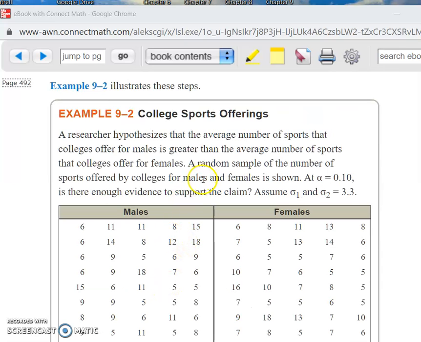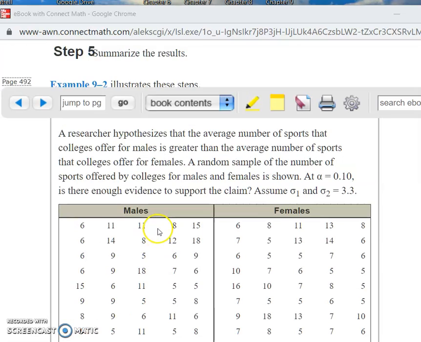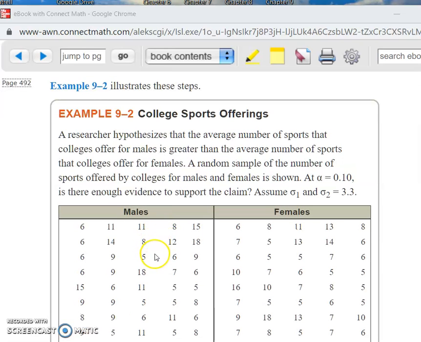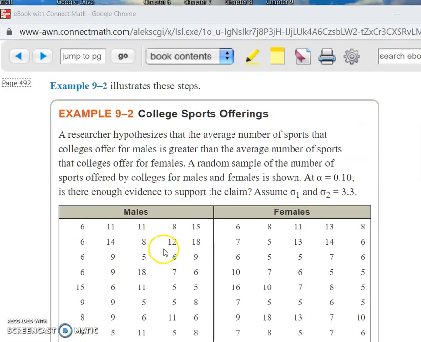Okay, now example 9.2 looks really hard, but it really isn't. It's just extremely tedious, and I really wouldn't even necessarily ask you to do this. It's just too much busy work to calculate these parameters here. Okay, so I'll let you read that yourself.